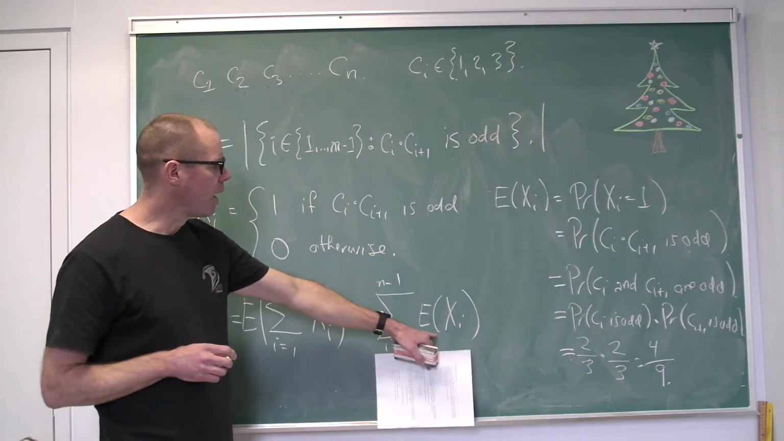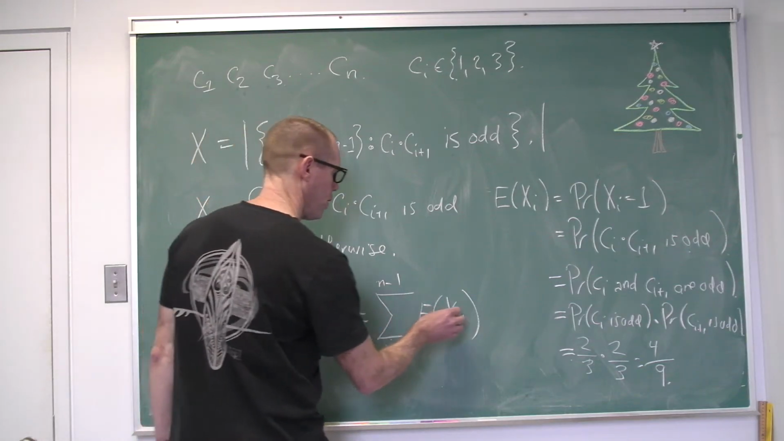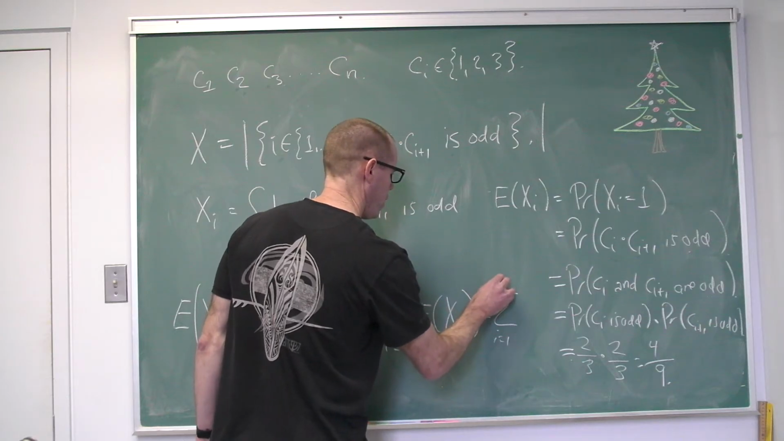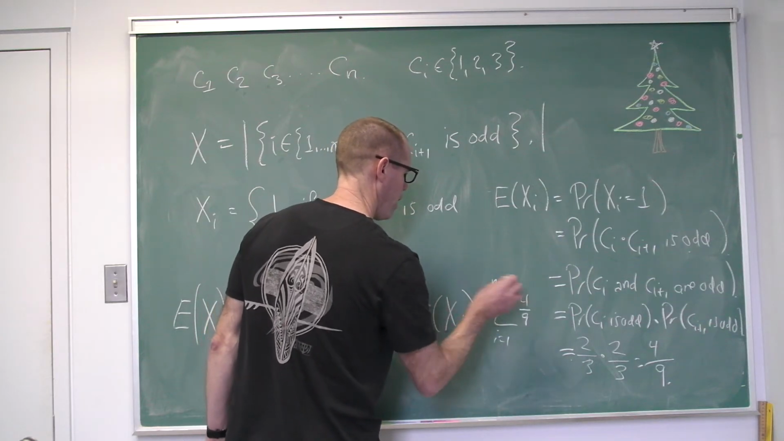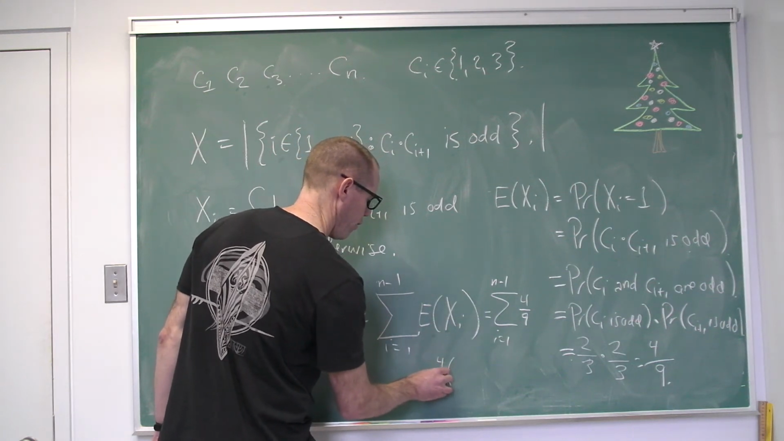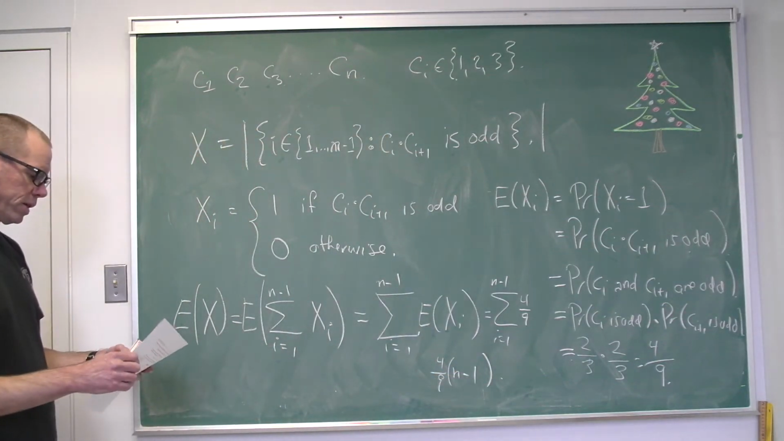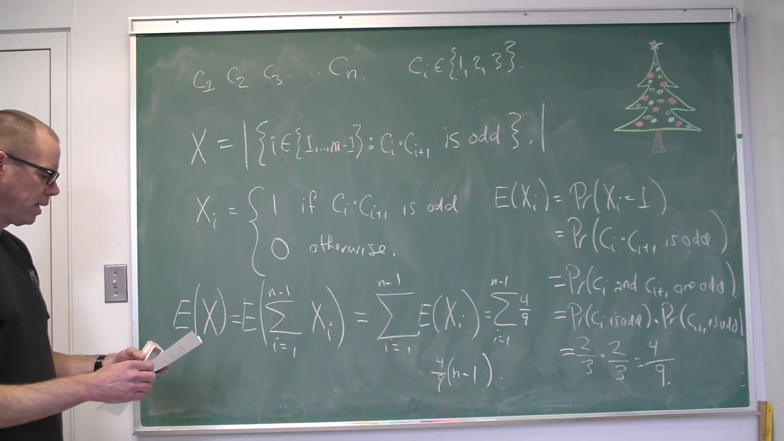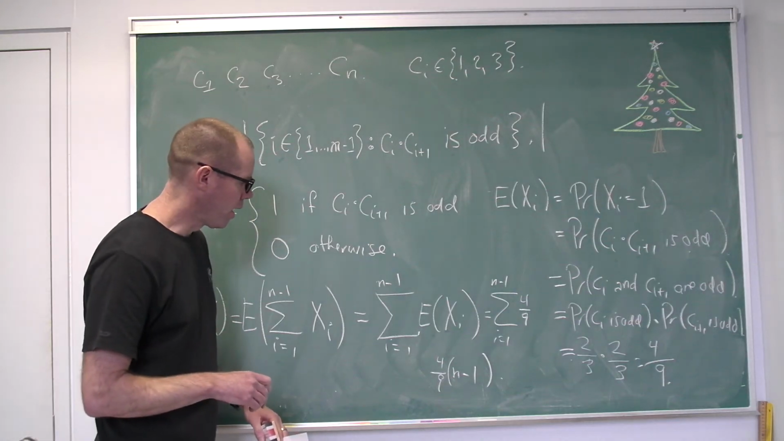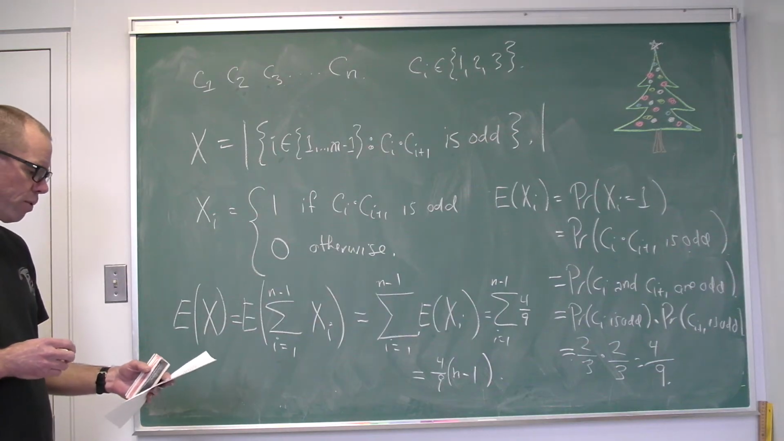So now we know the expected value of Xi for every Xi. So this is the sum, i equals 1 to n minus 1, of 4/9. So that will be 4/9 times (n minus 1). Now we have to look at the answers and see if there's any that match. And indeed, answer D has exactly this form, 4/9 (n minus 1). Okay. So for question 20, the answer is D.